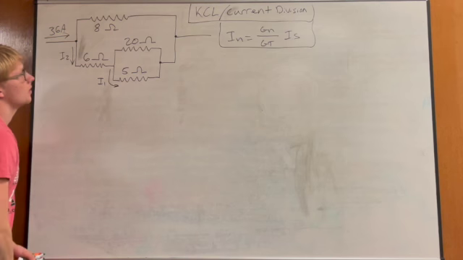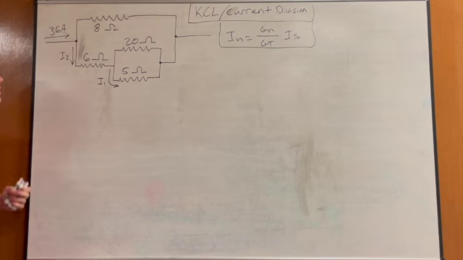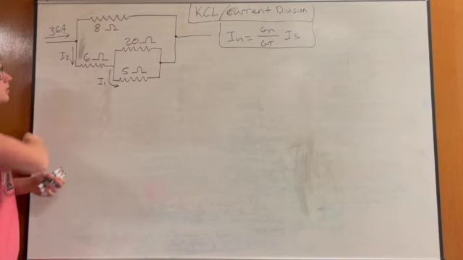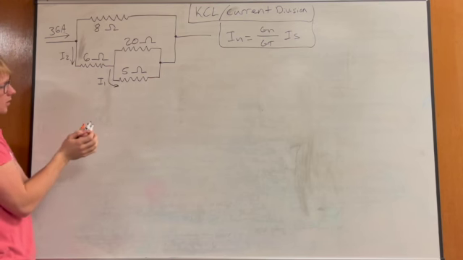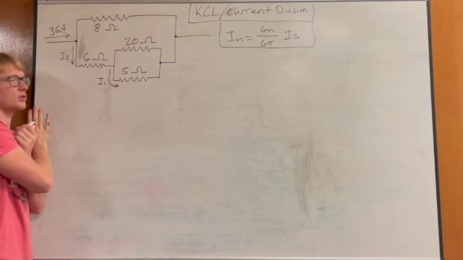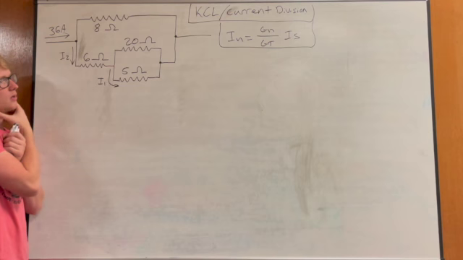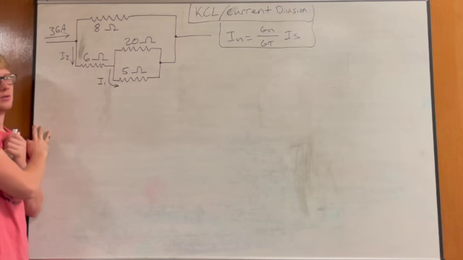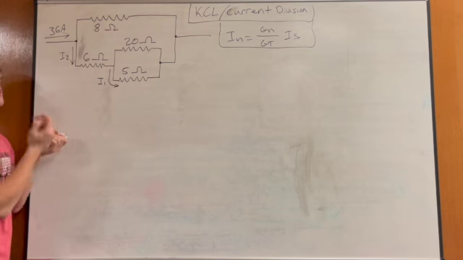So the first one that we want to do is I2. So in order to define what this is, we have to find the total resistance everywhere. That's what we have to consider. And so the concept here is that current flows where there is less resistance, and so it's going to split right here. We don't know by how much.